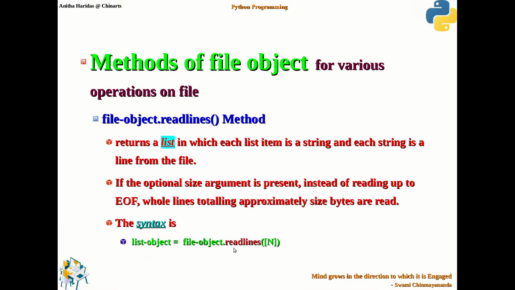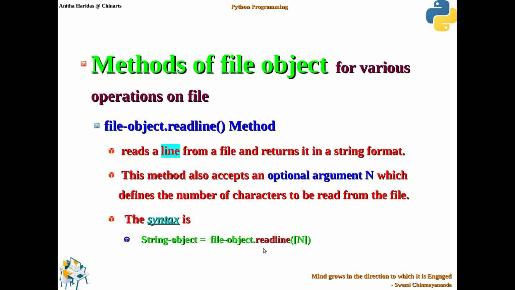Okay, so this is the syntax. It reads several lines, right? And again it also has an optional size argument. So instead of reading up to the end of the file, it will approximate it with the bytes, right? How many characters you want to read from the file can also be specified here. So it is also optional. These are the 3 methods used for reading.